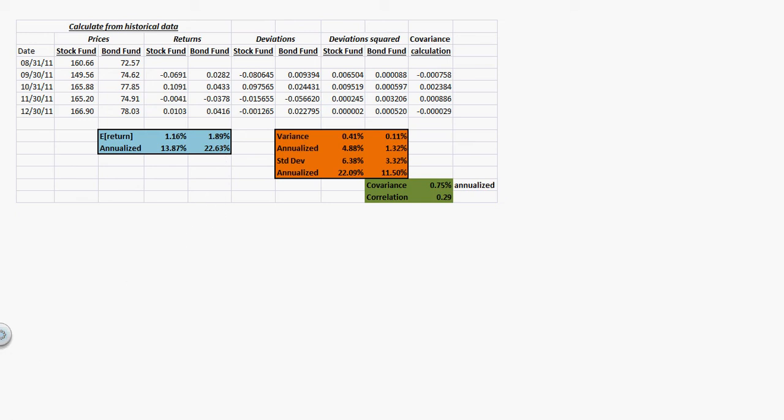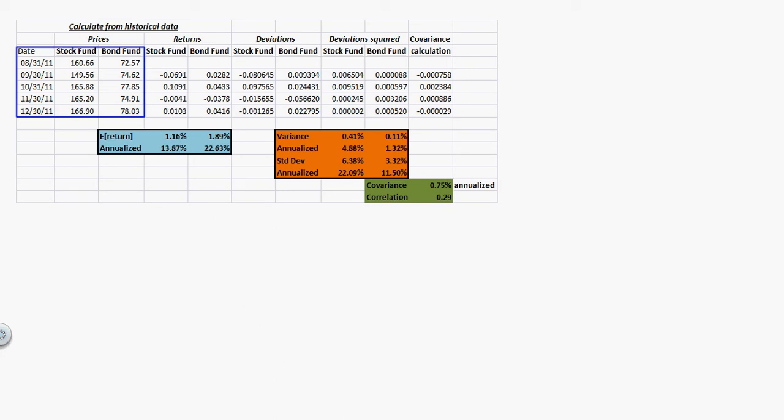I want to talk about risk and how you would measure risk. What I've done is I've gotten some prices here, and these are old prices, but this comes from a stock fund and a bond fund. So those are the prices. I want to figure out what the risk of, let's start with the stock fund, what that is. So how would I do that calculation?